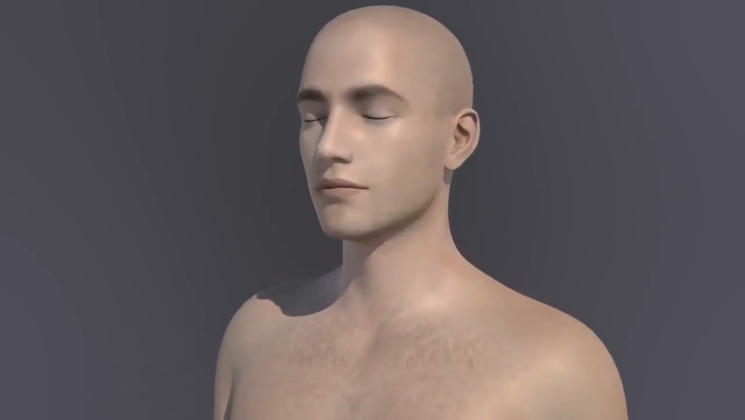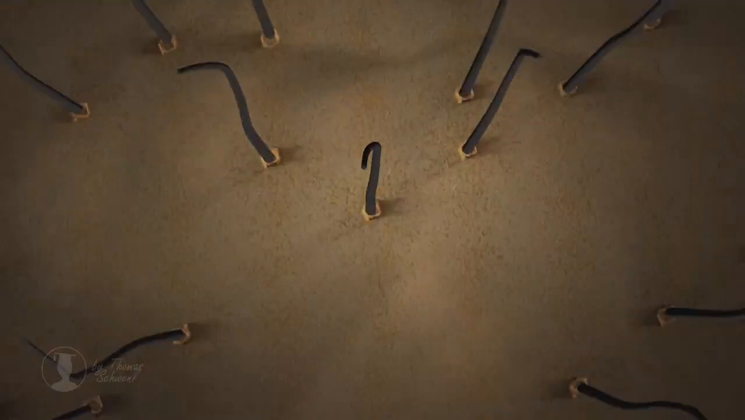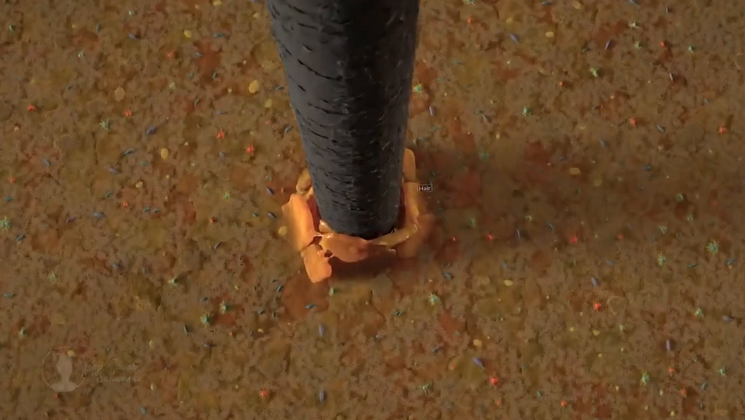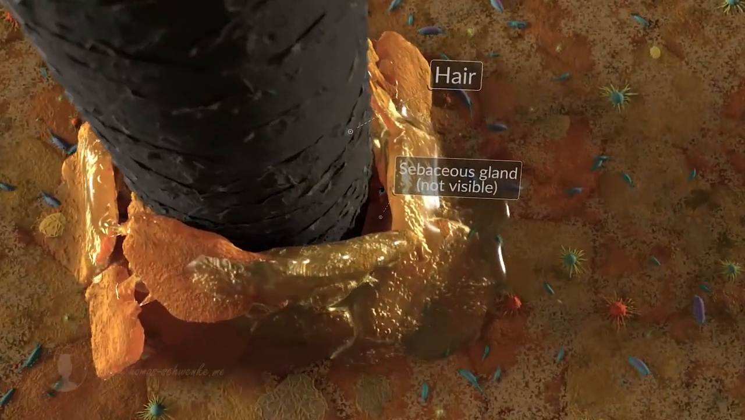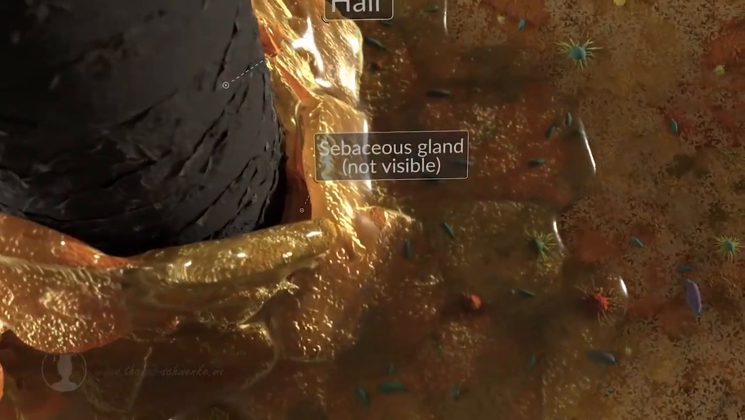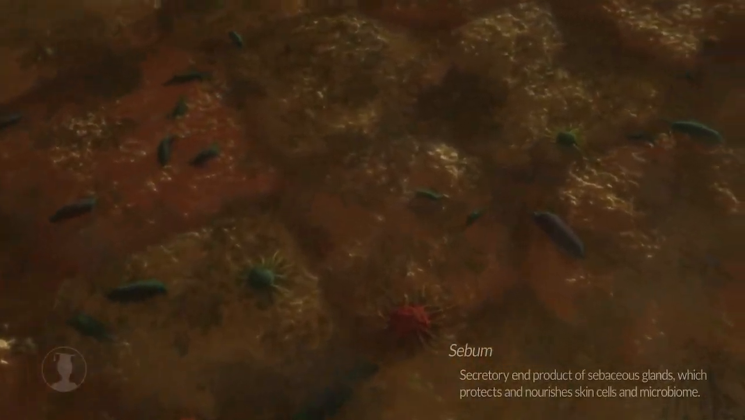Our skin, like the bark of a tree, represents valuable protection. However, the skin is also home to countless microorganisms. Among other things, they are nourished and protected by an oily fluid called sebum. Sebum is produced by sebaceous glands.